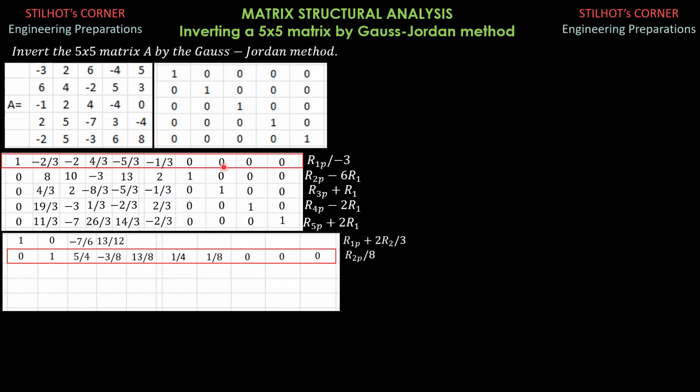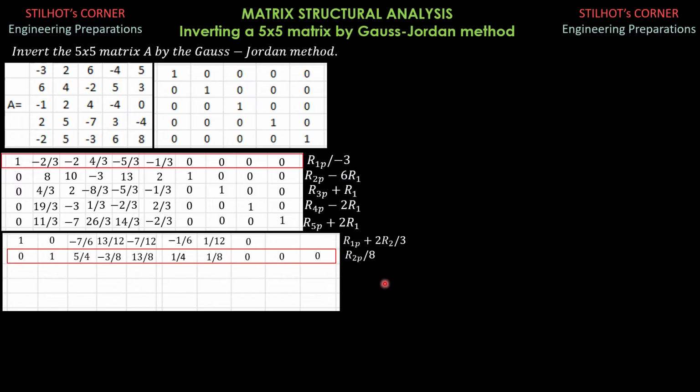0 plus 2/3 of 0, that's 0. Then row 3 previous, let's make this 0 here. It should be row 3 previous minus 4/3 of row 2.